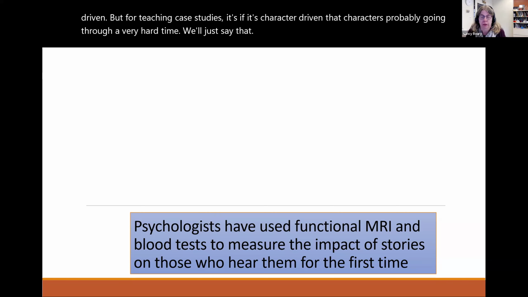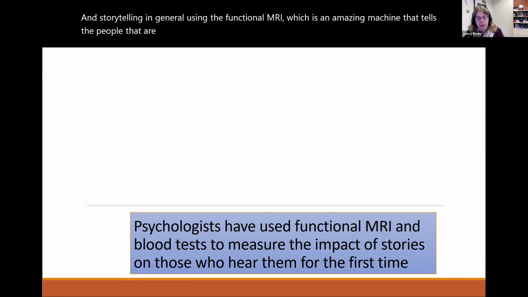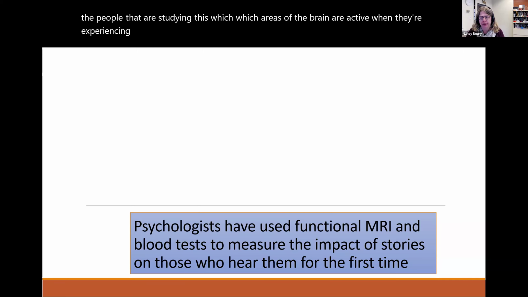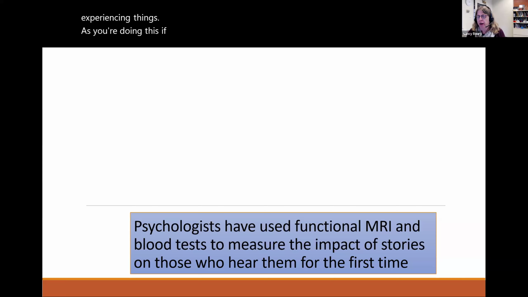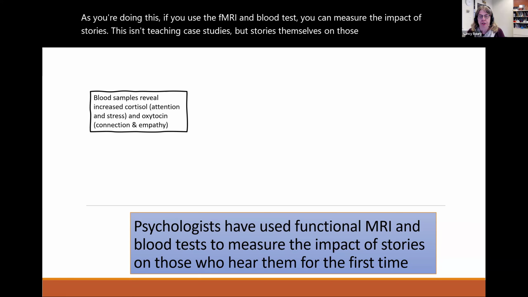Psychologists, why? We have some science behind teaching case studies and storytelling in general, using the functional MRI, which is an amazing machine that tells the people that are studying this which areas of the brain are active when they're experiencing things. As you're doing this, if you use the fMRI and blood tests, you can measure the impact of stories. This isn't teaching case studies, but stories themselves on those that hear them for the first time.